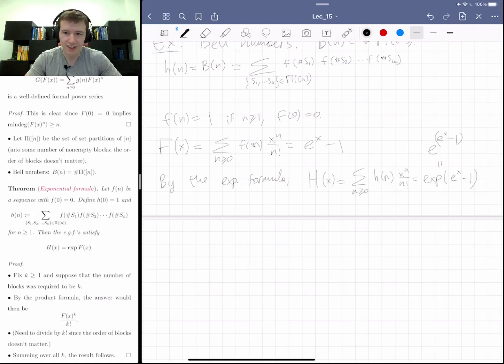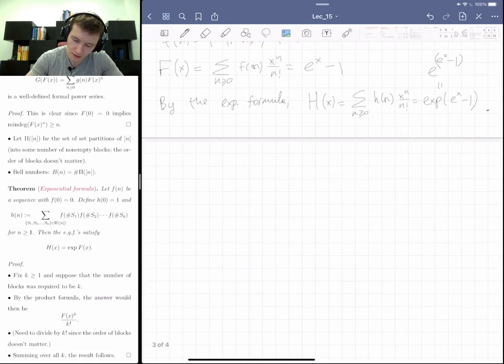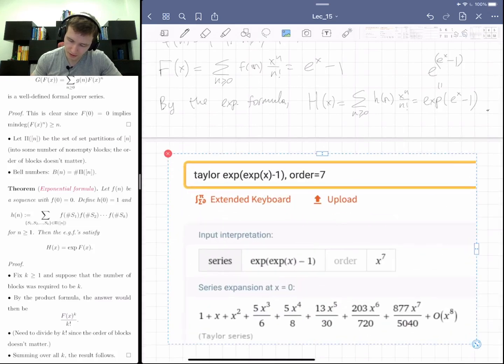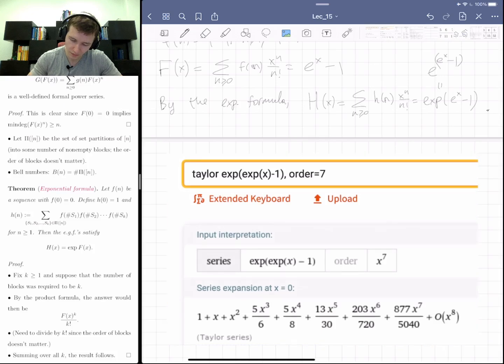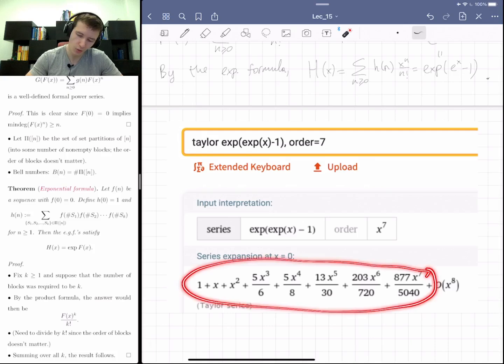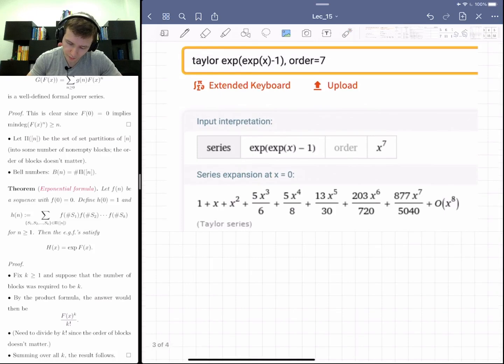Which is, I don't know if that's what you were expecting for Bell numbers. Let me try to convince you that this is indeed the answer. Let's see if I have another... Wolfram Alpha. So here is the exponential of x minus 1. If I do the Taylor expansion, I get something that looks like this. On the other hand, I think I have the table of Bell numbers somewhere.